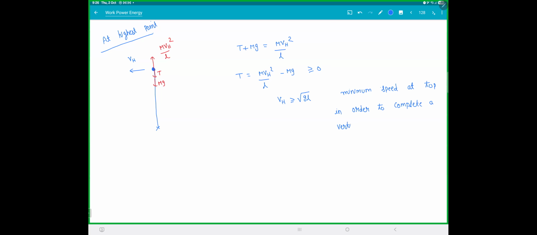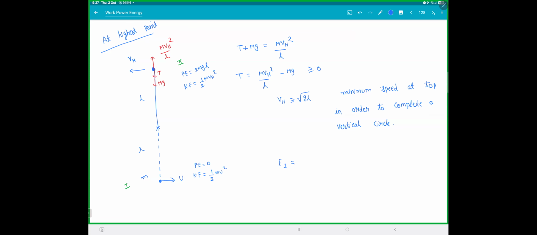At the highest point, your speed won't be 0. You need to have some speed or else you won't go in a circle. Then at the lowest point, your speed will be some u. So I can conserve energy, state 1, state 2. At the lowest position, potential energy is 0 and kinetic energy is half m u square. At the highest point, potential energy will be 2mgL because the height is 2L. This is L and this is L. Your kinetic energy is half m vh square.